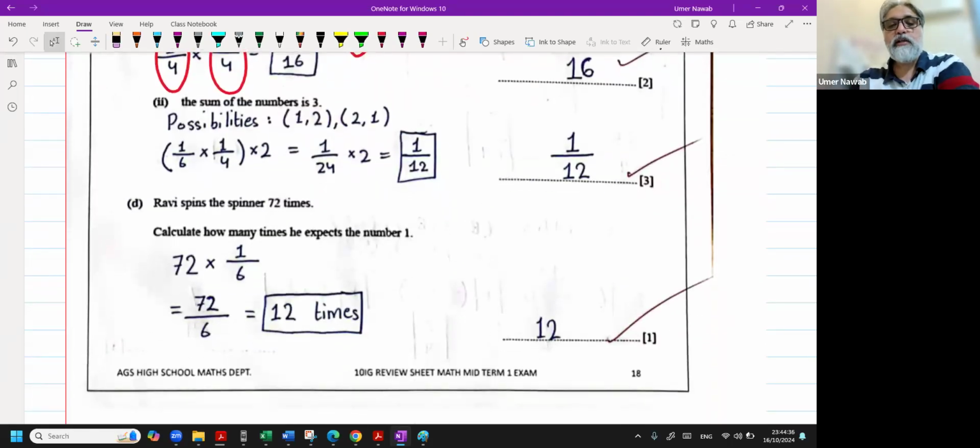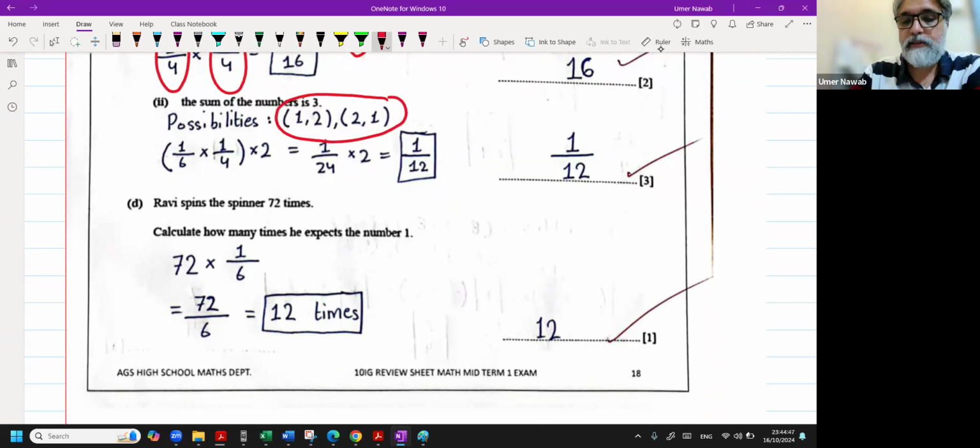Now, the sum of the numbers is 3. So again, you can create a two-way table, or if you don't want to do the two-way table, look sensibly that the sum of the numbers is 3. There are only two options: either I get 1, 2 or 2, 1. So the probability of 1 is 1 over 6 and getting 2 is 1 over 4, and times 2 because both will give you the same probability. So you got the answer 1 over 12.